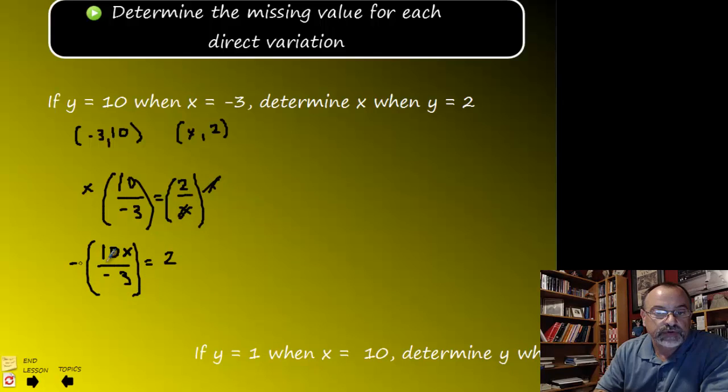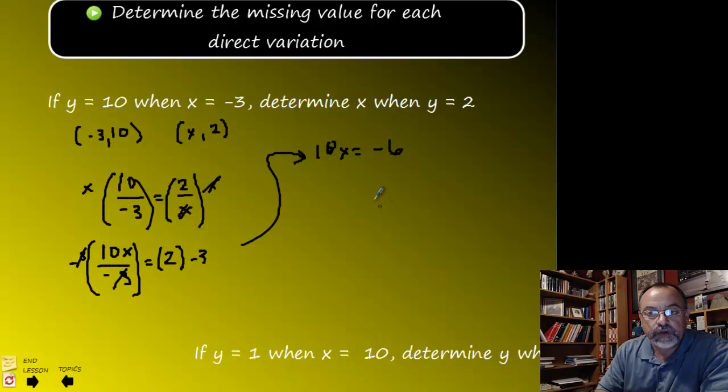Then I'm going to multiply both sides by -3 to get the equation, so -3. So that's going to reduce. That's going to give me 10x is equal to -6. And then we're going to divide by 10. So that's going to be -6 over 10, which reduces to -3/5. So x is going to be -3/5 in this other ordered pair. And so here we have the value there.